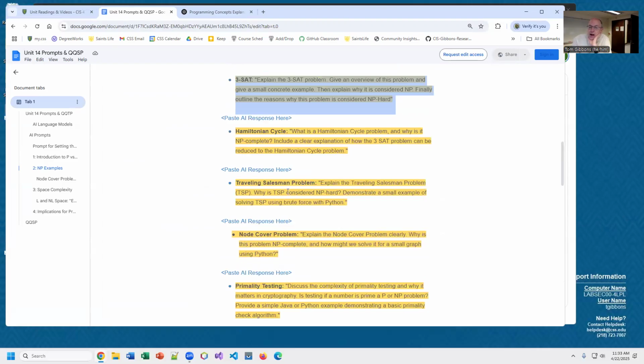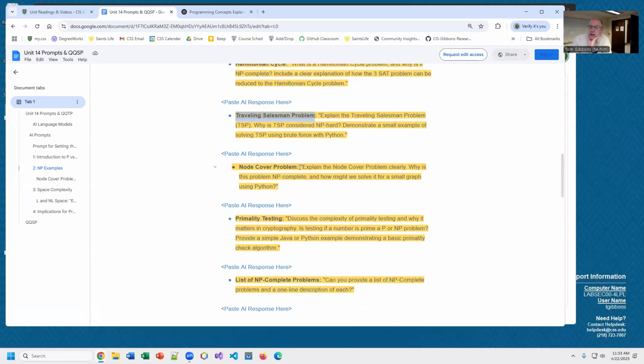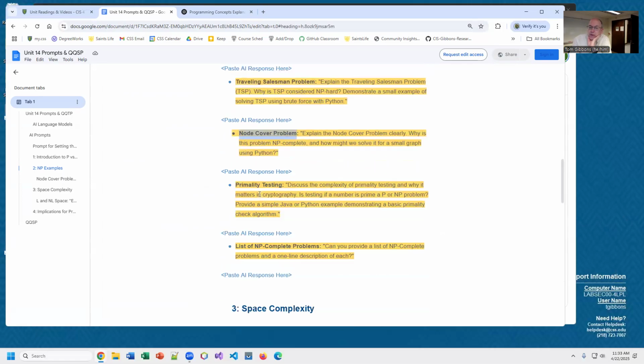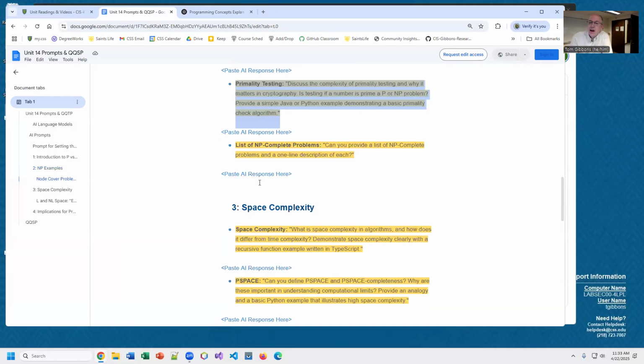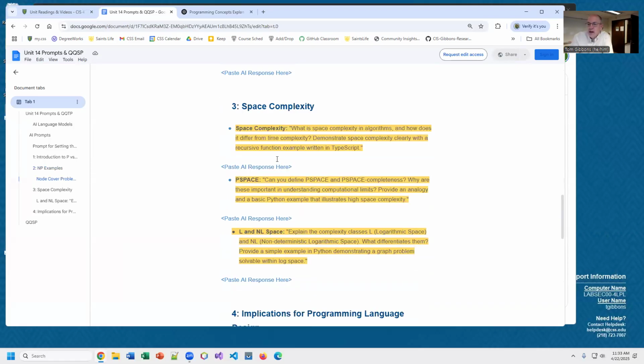Again, we have some problems. One of the famous ones is the traveling salesman problem. We'll talk about that on Thursday, but we'll also look at some of these other common problems. One of your prompts is this primality test, and is testing if a number is prime in P or NP. And then space complexity.